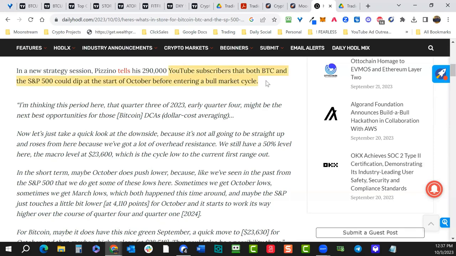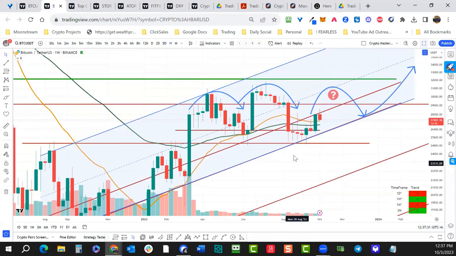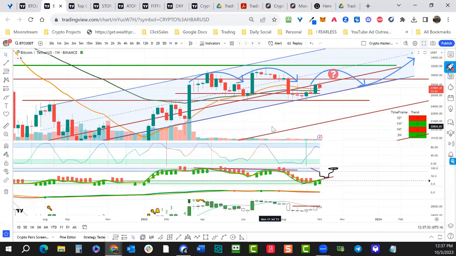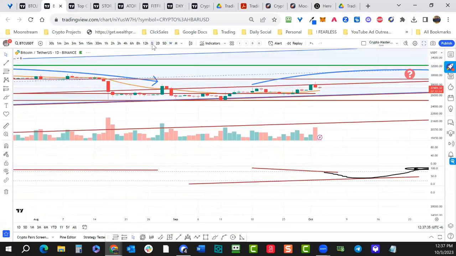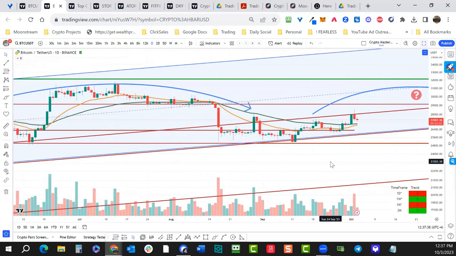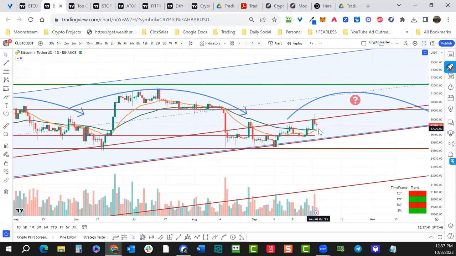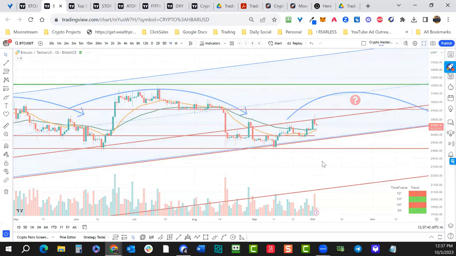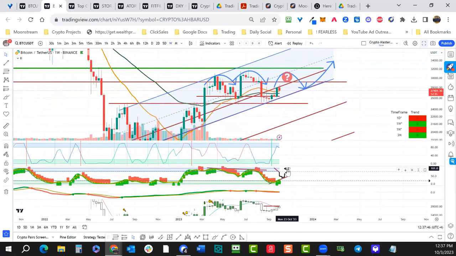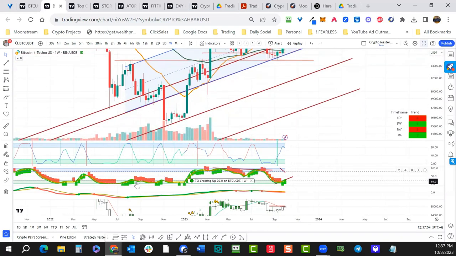Okay, so you guys hold me to this. What this Pizzino guy says, he's got 290,000 YouTube subscribers, he thinks we dip here in the beginning of October. And our indicators are showing us differently. I said a couple of days to pull back, possibly, but we have the trend indicator showing us a bell, and our weekly trend strength indicator is bullish and going up above 20. So, you know, we'll have to see. We were faked out before. It doesn't always pan out.